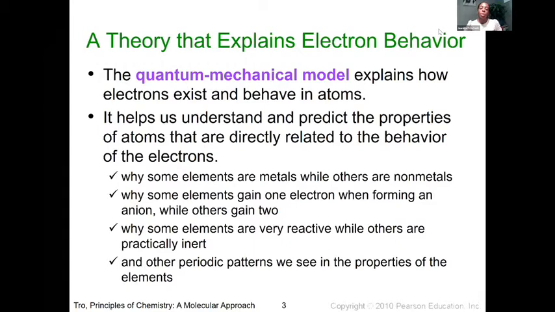Some of the things we're going to know after completing this chapter are why certain elements are considered metals while others are non-metals, and why some elements are more likely to gain electrons while others tend to lose electrons and form anions. We're going to learn what makes certain atoms very reactive while others are inert. And we're going to see that many of these patterns exist in the periodic nature that is inherent to how the periodic table is laid out.